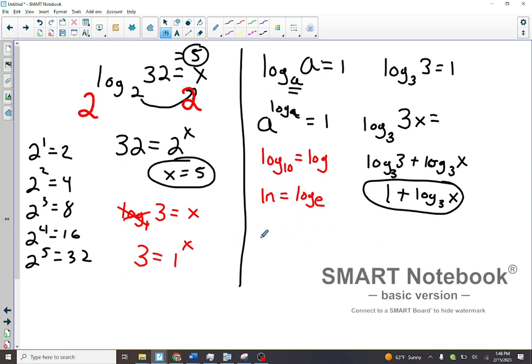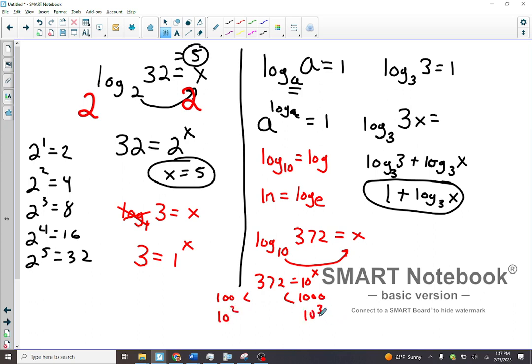It's base 10. So let's say I take log base 10 of 372. Let me rewrite this as 372 equals 10 to the x power. I know 372 is in between 100 and 1000, AKA in between 10 to the second and 10 to the third. So usually that's useful because if I know that, then I can reduce things. There are more applications to that, but nothing in what we're learning.